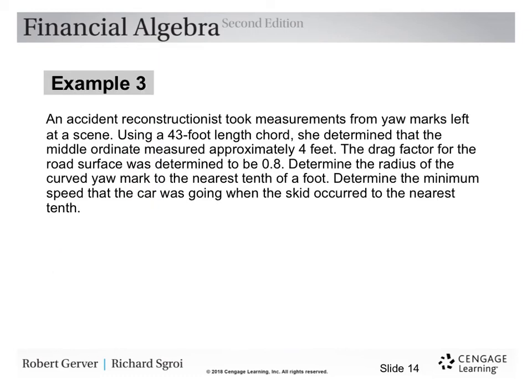All right, here's another example. An accident reconstructionist took measurements from yaw marks left at a scene using a 43-foot length chord. Okay, that was the length of the chord. That's C. She determined that the middle ordinate, that's where M is, measured approximately 4 feet. The drag factor of the road surface was determined to be 0.8. Determine the radius of the curved yaw mark to the nearest tenth of a foot, and then determine the minimum speed that the car was going when the skid occurred to the nearest tenth.